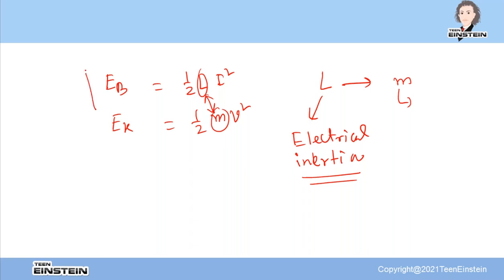So this is the magnetic potential energy. You should remember how to write magnetic potential energy for any inductor. This is the stored energy in the inductor. Okay, now I'll tell you one more thing, then I'll stop the class.